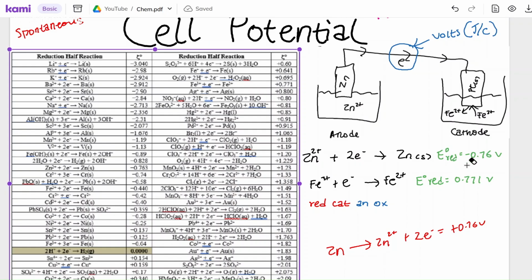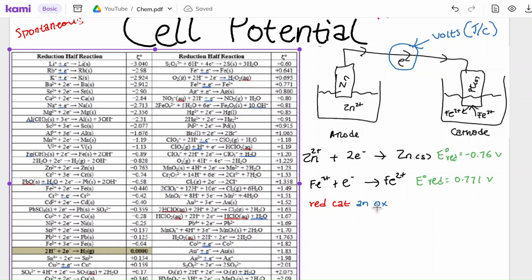The standard reduction potential is this, and if it's negative, that means the element would rather be oxidized instead, like this. And where we would use that in this context is that, as you can see, the other half reaction is positive. The reduction potential is positive, which means it wants to be reduced.